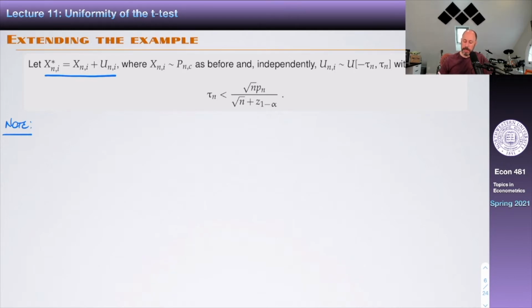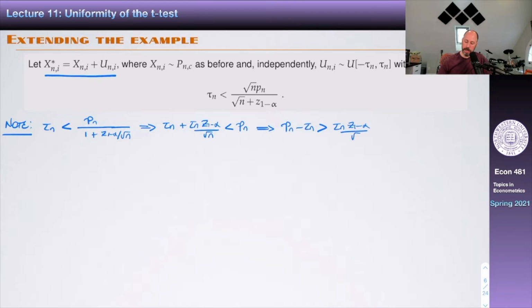So notice the following. Tau n is less than p n divided by 1 plus z 1 minus alpha divided by square root n. I only took the 1 over square root n divided. And so this means that I have tau n plus tau n z 1 minus alpha divided by square root n less than p n. And then I have that p n minus tau n is greater than tau n z 1 minus alpha divided by square root n, which is positive.